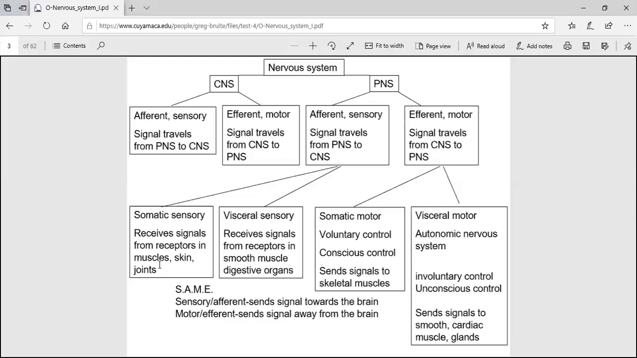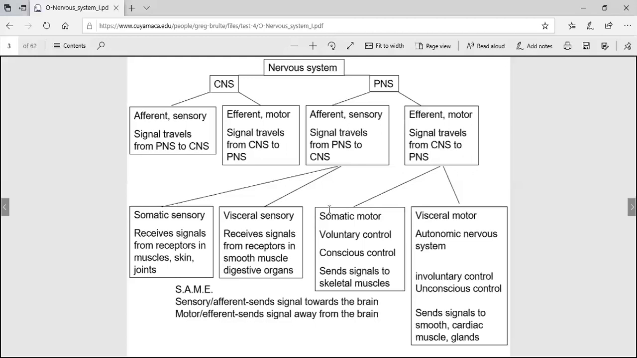So somatic sensory would be signals coming from the skeletal muscles, skin, or joints. Visceral sensory might be like, ooh, I shouldn't have eaten there. You know, sensory signals from the gut.